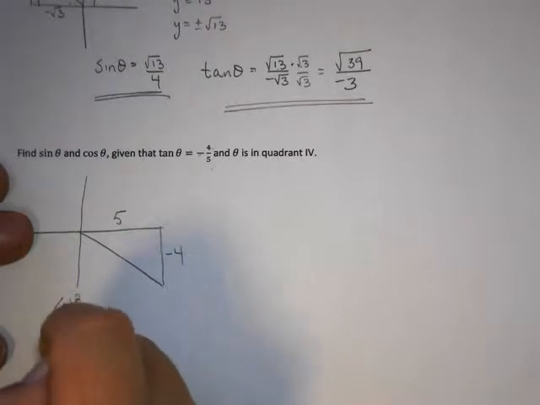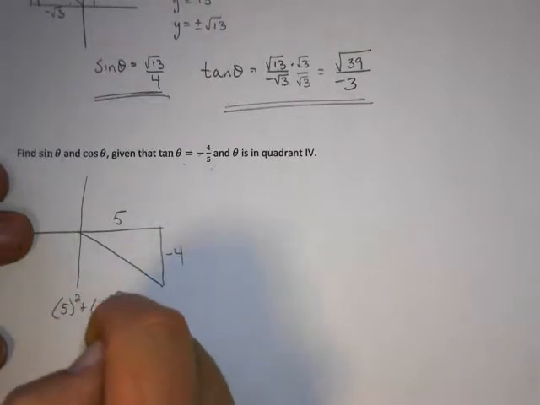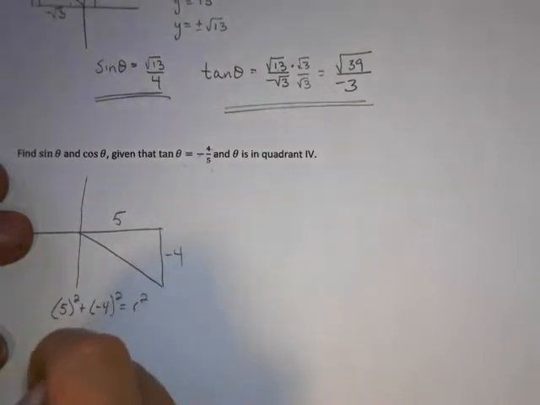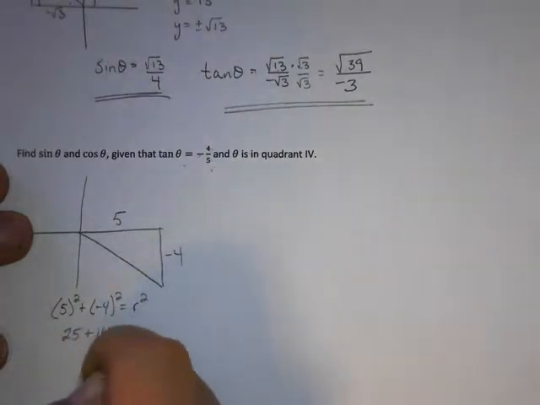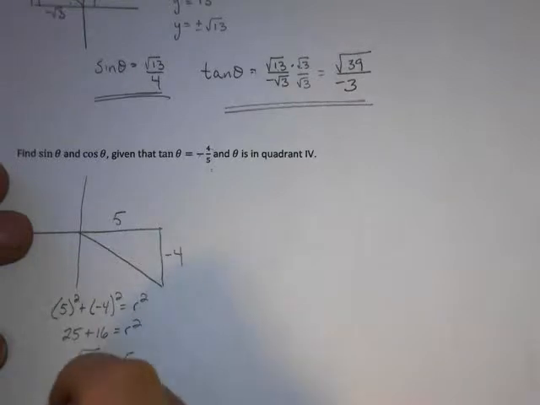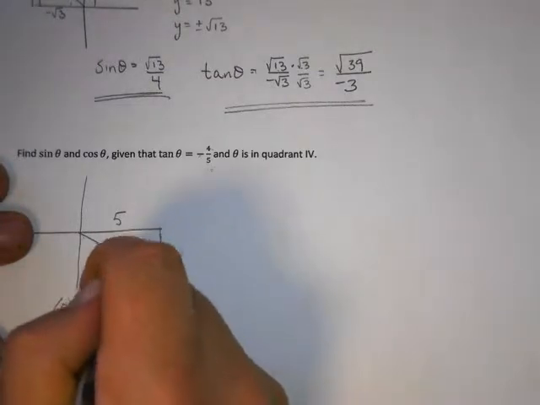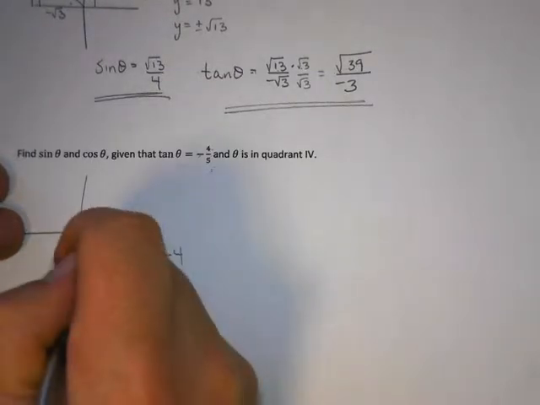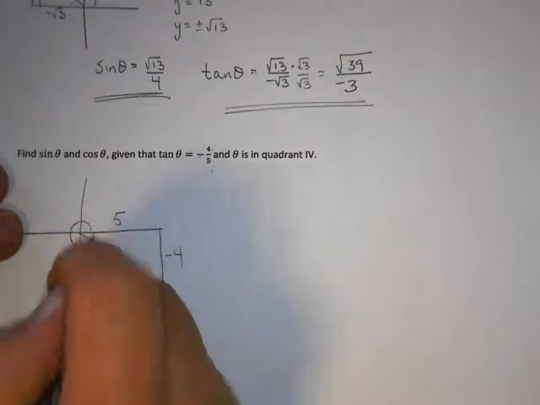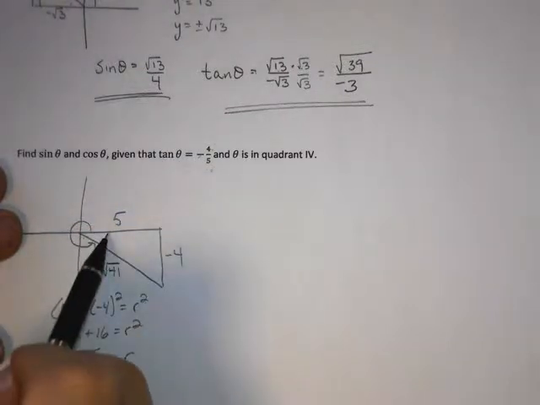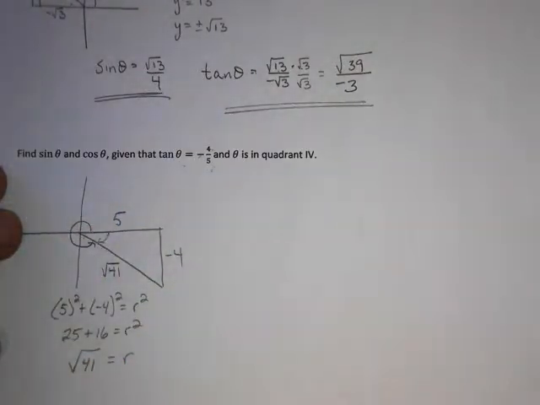5 squared plus negative 4 squared equals r squared. 25 plus 16 equals r squared. R equals the square root of 41. Now it really is plus or minus, but the hypotenuse is always the positive. So square root of 41. My theta's coming around. That could be theta, or I could have a negative theta if I was coming down.